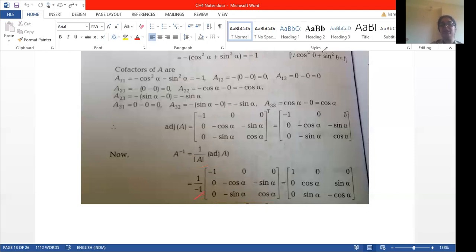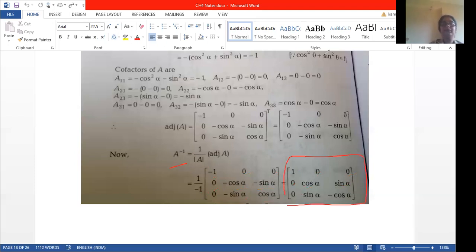Minus 1 multiplied by minus 1, 1. Minus 1 multiplied by 0, 0. Minus 1 multiplied by 0, 0. Minus 1 multiplied by 0, 0. Minus 1 multiplied by minus cos alpha, plus cos alpha. Minus 1 multiplied by minus sin alpha, sin alpha. Minus 1 multiplied by 0, 0. Minus 1 multiplied by minus sin alpha, sin alpha. Minus 1 multiplied by cos alpha, minus cos alpha. So this way you will get the value of A inverse. This is your matrix A inverse.